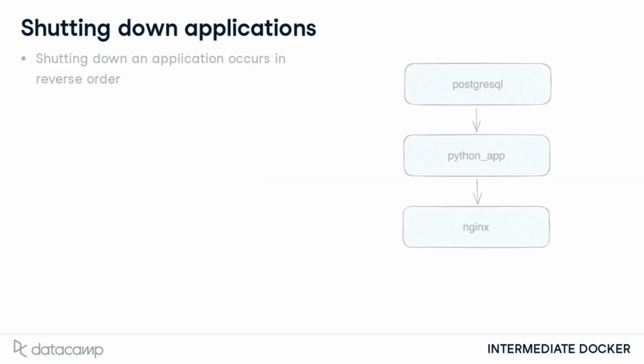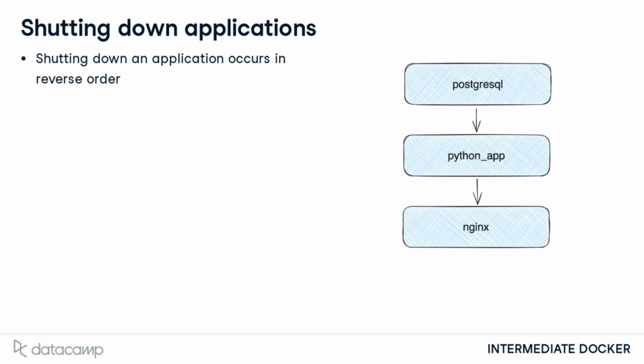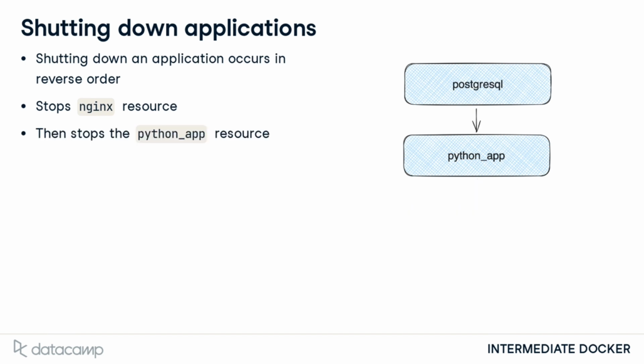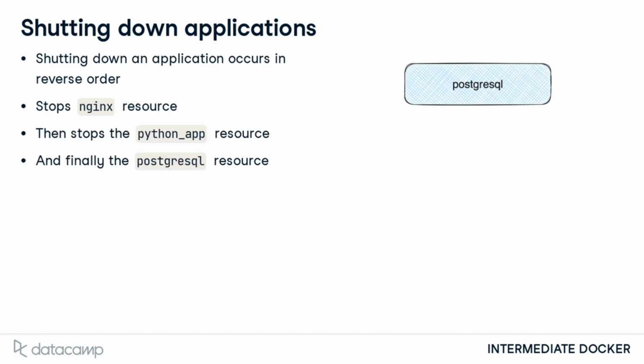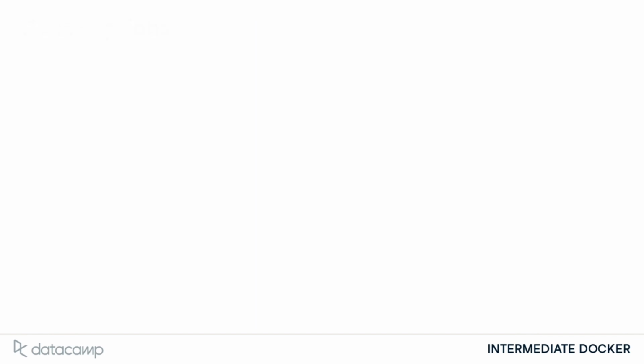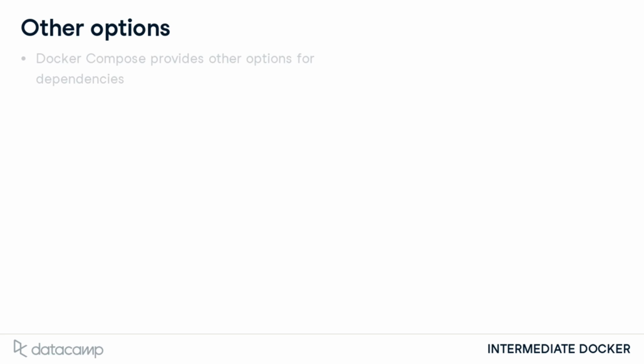Important: when shutting down applications, the resources shut down in reverse order. In our example, the Nginx resource would be stopped first. Then the Python app resource is removed. And finally, the PostgreSQL resource is shut down as no running containers require it. Docker Compose provides other options for defining dependencies.